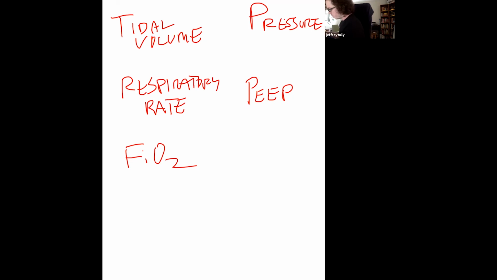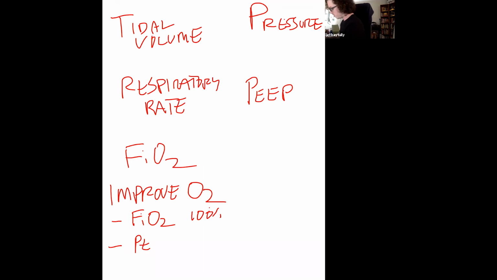So from the standpoint of, if we want to improve a patient's oxygenation, the two things that we can do with a ventilator are increase the amount of oxygen they get, up to and including 100% oxygen. And we can increase the PEEP, which keeps those small airways open and prevents what we call shunt, or blood that goes through the vessels that can't participate in gas exchange. Both of these measures will increase the levels of oxygen in the blood.